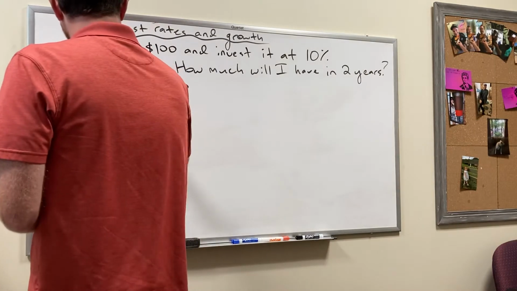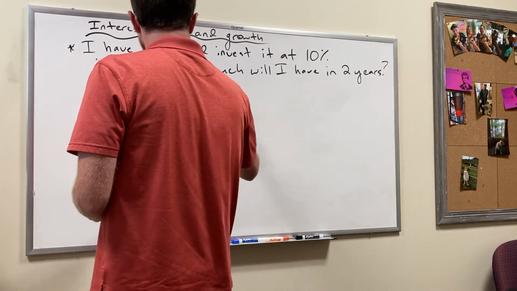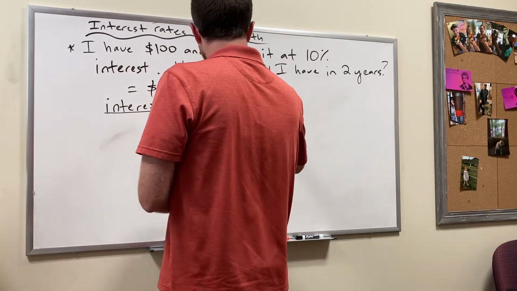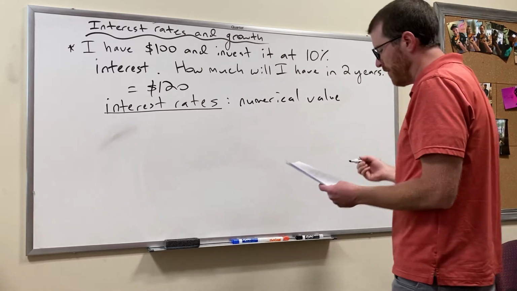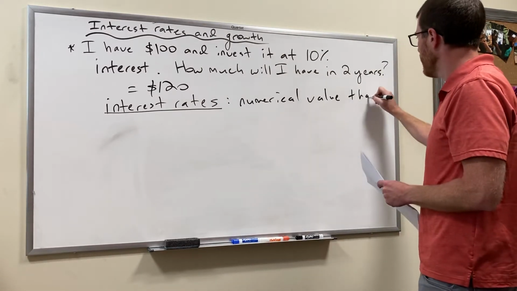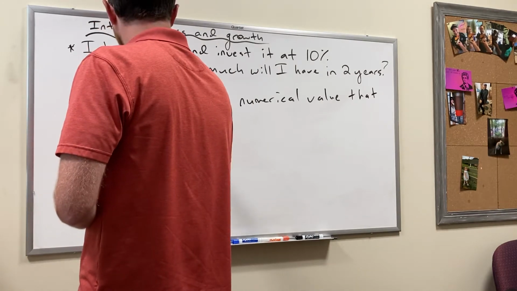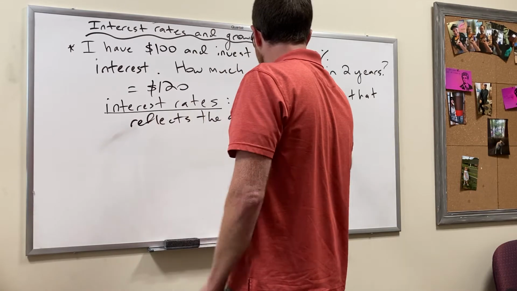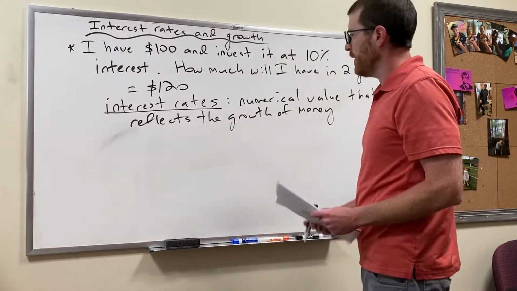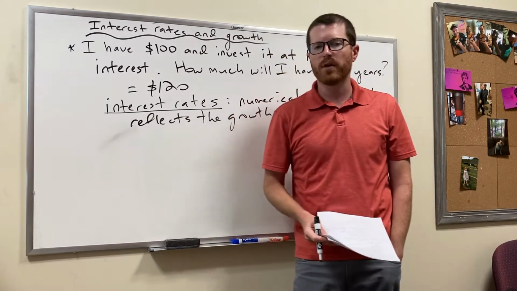We're going to be using, of course, interest rates. And it's kind of a silly term to define because I'm guessing that all of you really already know what an interest rate is. But it's a numerical value that reflects the growth of money, whether we think about that in terms of money you owe, like debt, or whether we think about it in terms of money that you have.